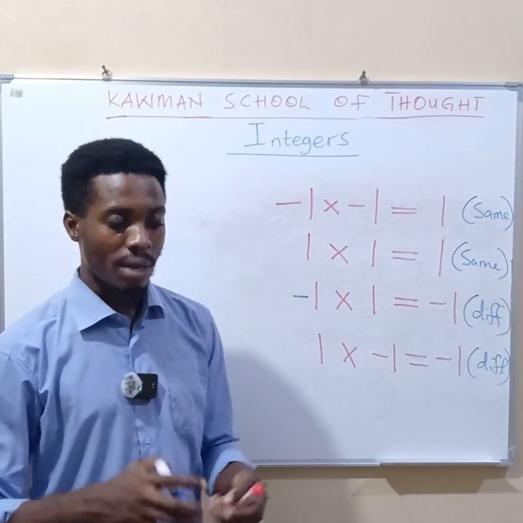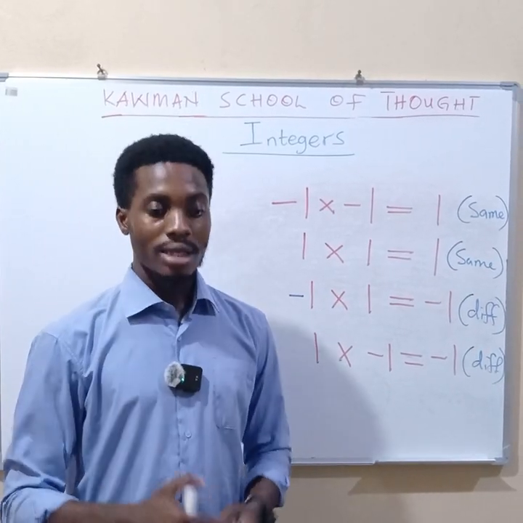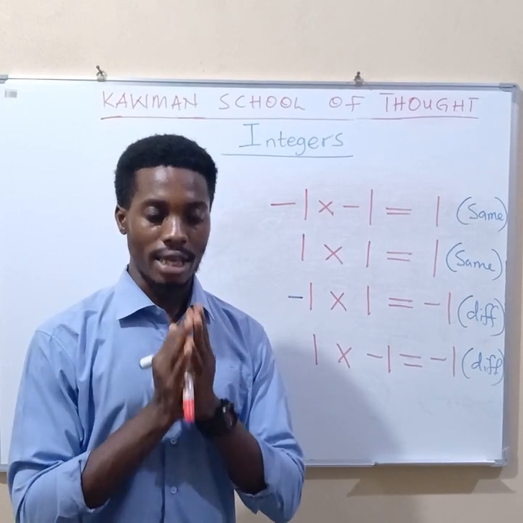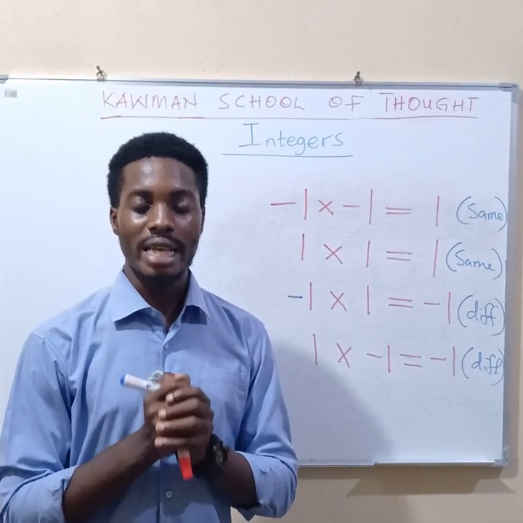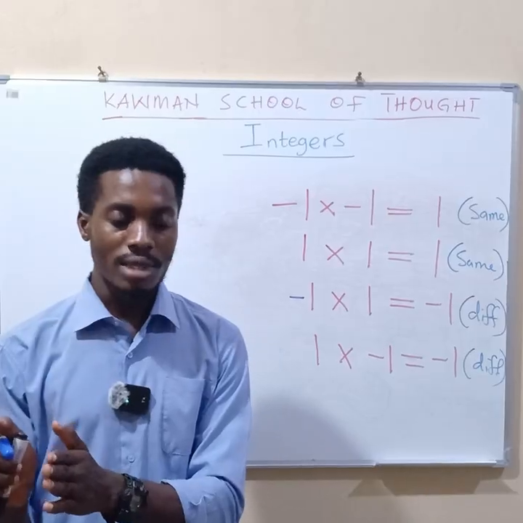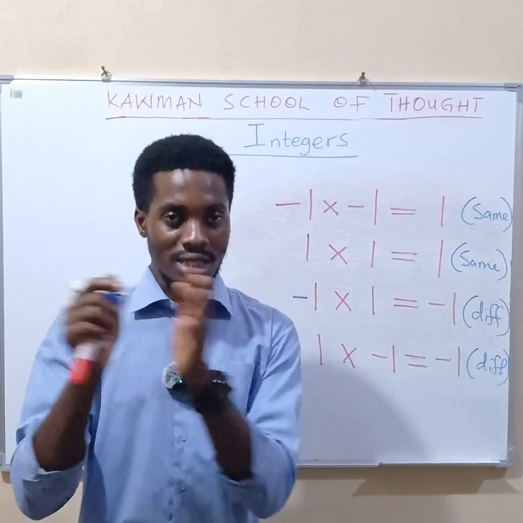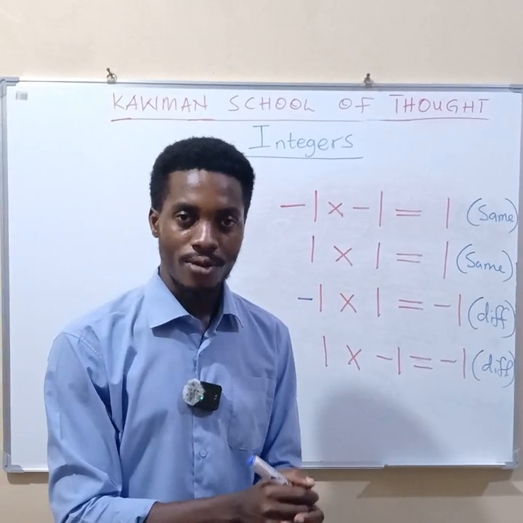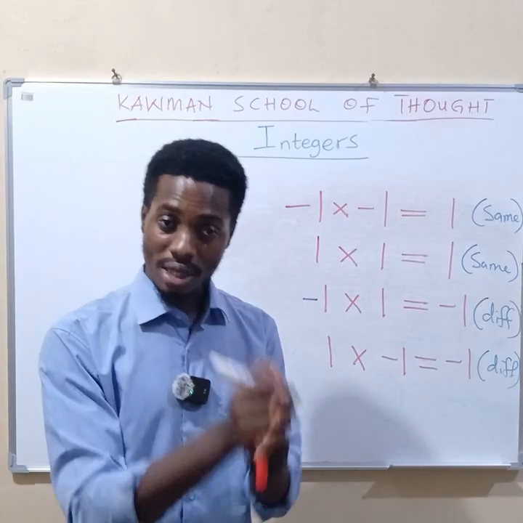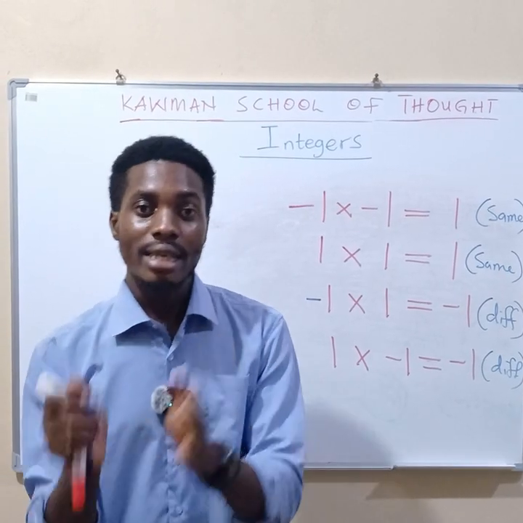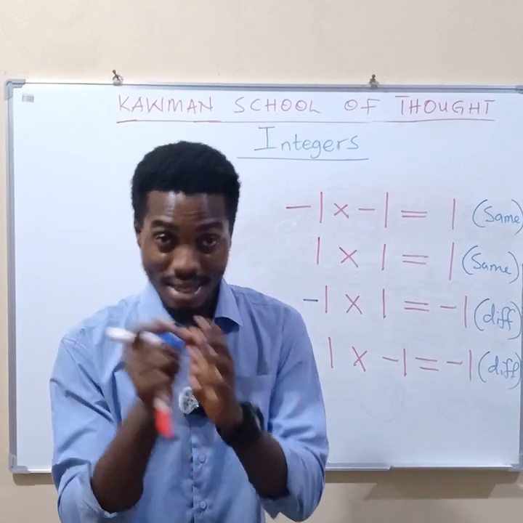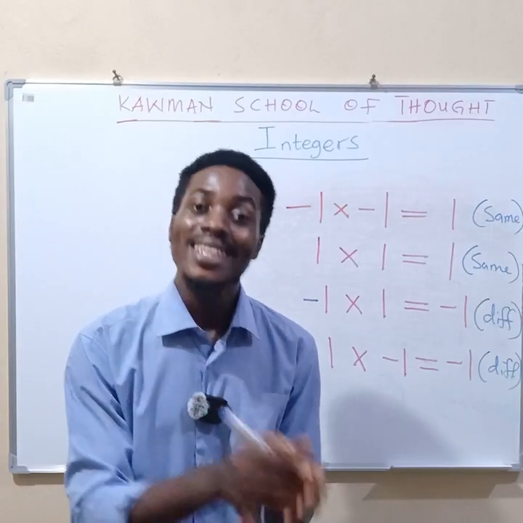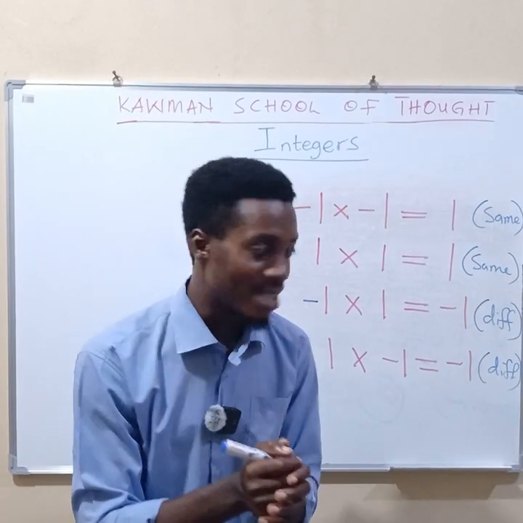Anytime you are dealing with number multiplication and the signs are the same, the answer is always going to be positive. So same sign, positive. Different sign, negative. Same sign, positive. Different sign, negative.